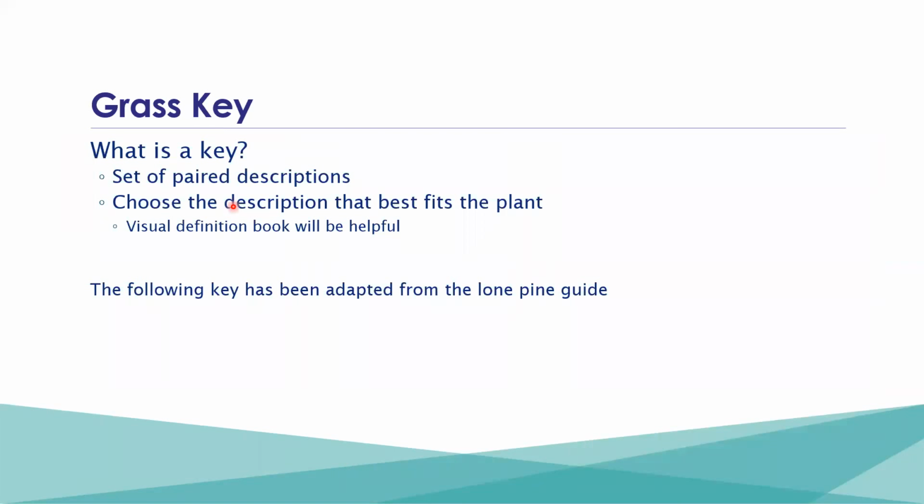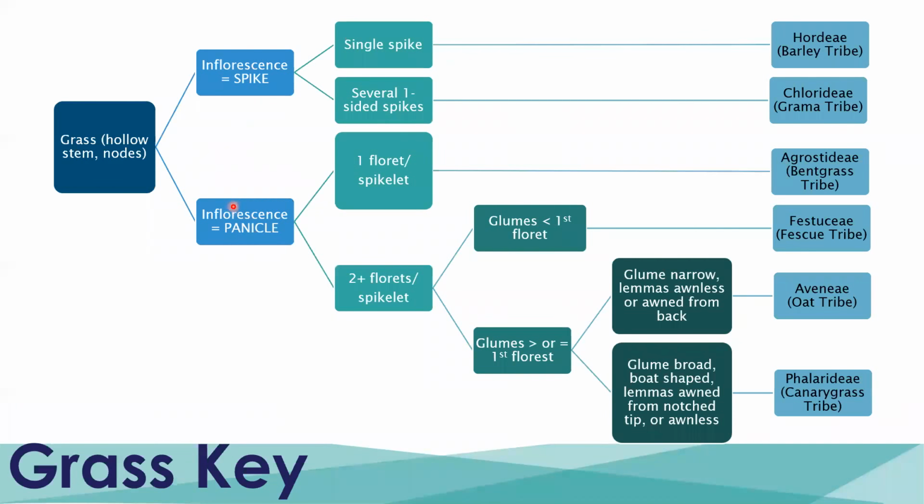So what exactly is a key? A key is simply sets of paired descriptions where you work through the pairs, choosing which option fits best to work down to get to a tribe or a genus or species. For this Lone Pine guide that I've developed, we're going to first go down to tribe, and then we're going to go down to genus. We don't actually have a key from genus into the species, so we're just going to take a look at the features and see which one fits best. So here is the overall key. There are some times where I've broken it down into smaller chunks because it gets a bit busy and confusing on the screen.